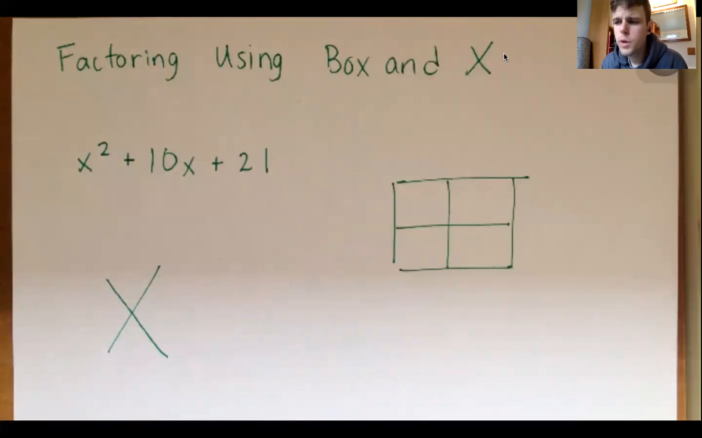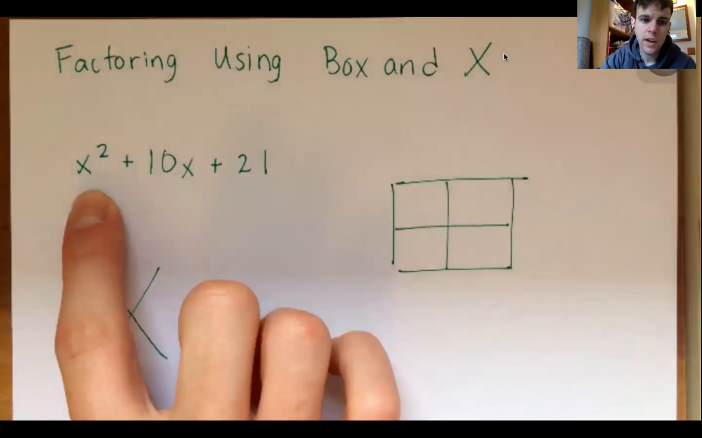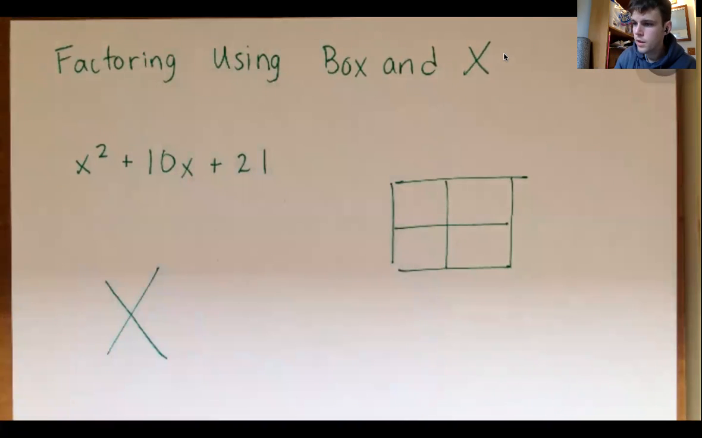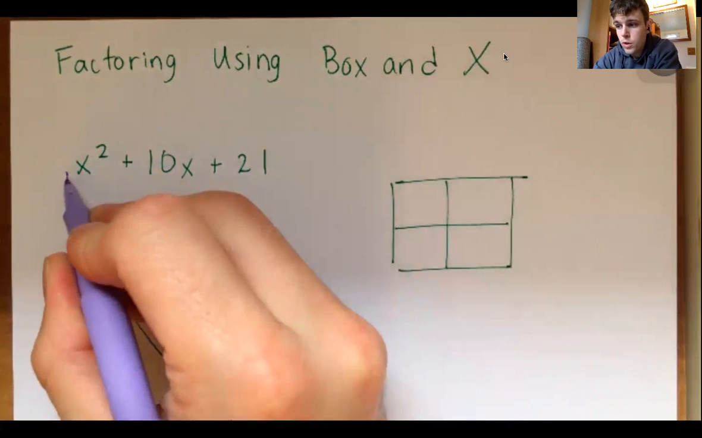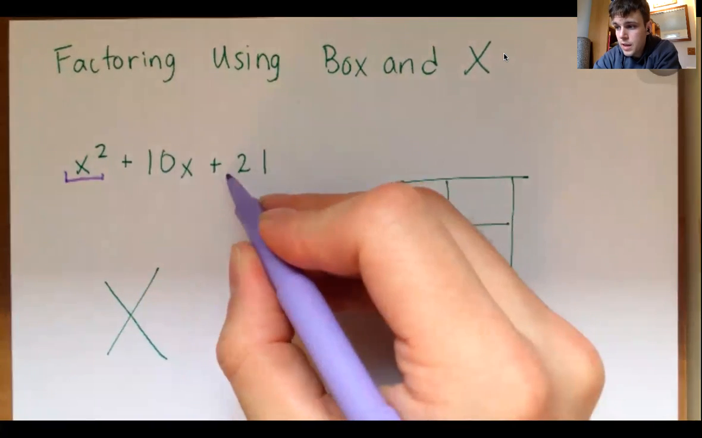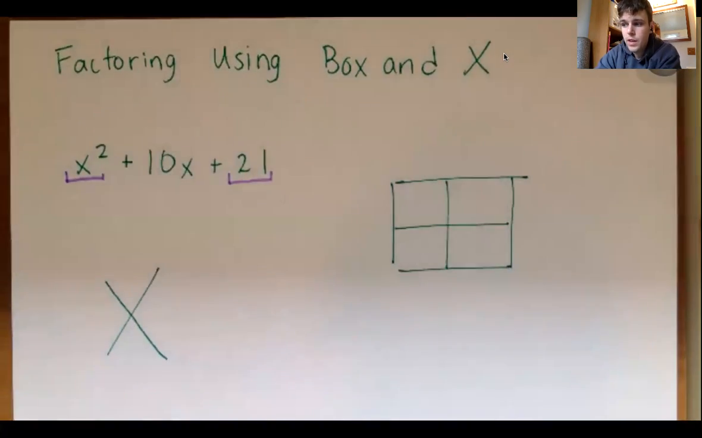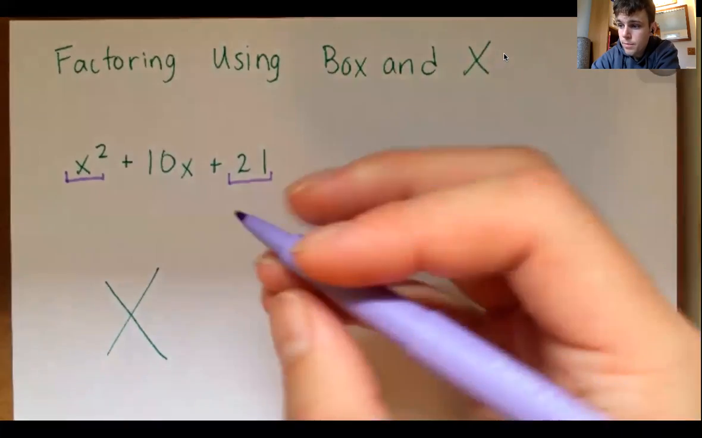All right, so what I'm going to do now is go over how to use the box and X method for factoring quadratics. I know these are quadratics because of x squared. So first thing you do is you need to set up an X or a diamond problem where you put the first term times the last term at the top. So x squared times 21.